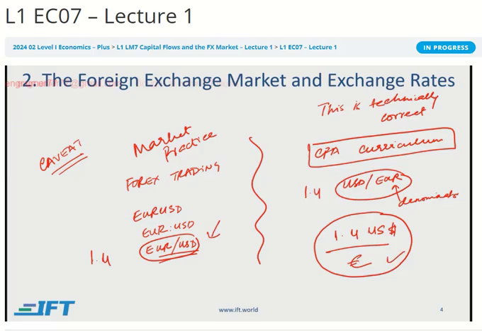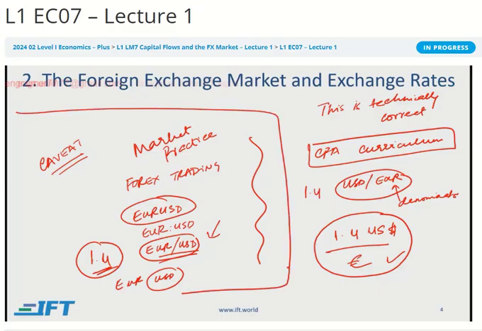Here, you're writing it like this, where you're writing euro first and USD second, but it is not USD that is in the denominator. It is still euro that is in the denominator. It's just that euro is written first and USD is written second. So please don't get confused with the market practice way of writing things.